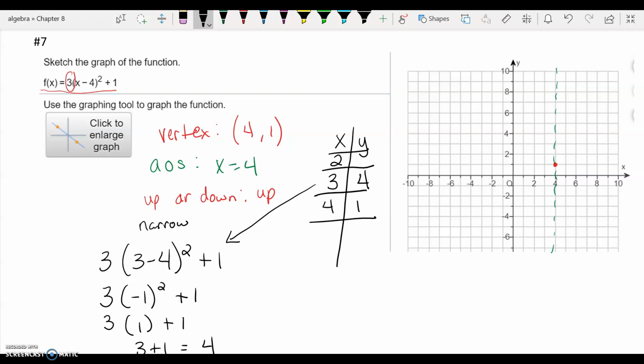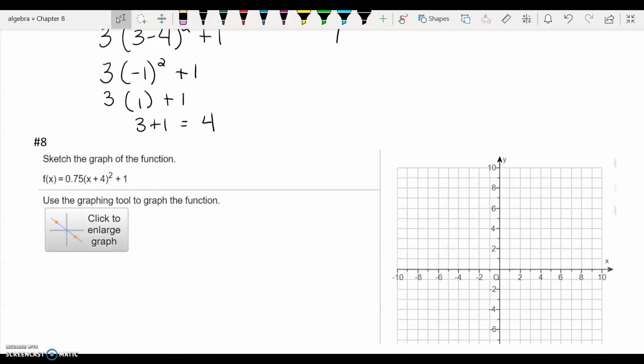How far away is 3 from 4, my vertex? It is 1 unit to the left. If I go 1 unit to the right, I'm going to get the same answer. So I can go ahead and fill that in as well. So I'm going to graph those 2 points, 3, 4, and 5, 4. If you can graph 2 points, I know you can probably do the rest of it. So I'm going to let you finish the parabola and graph it from there. Again, do not use Desmos on this, guys. You have to understand how to do it by yourself.